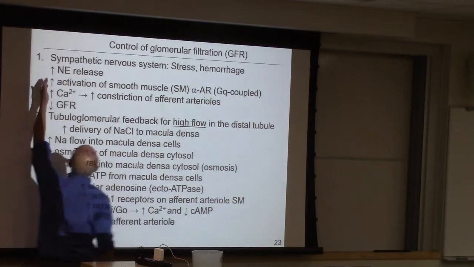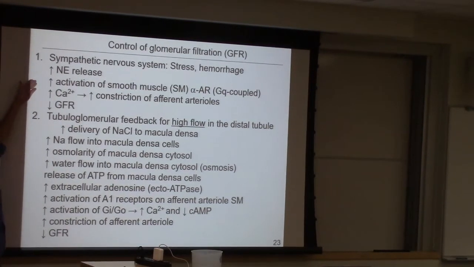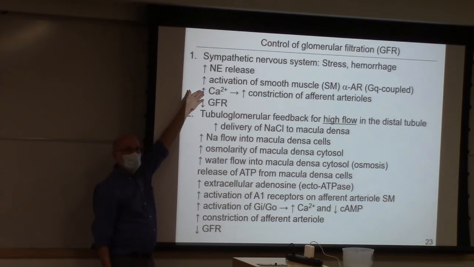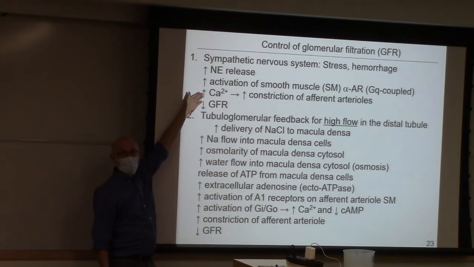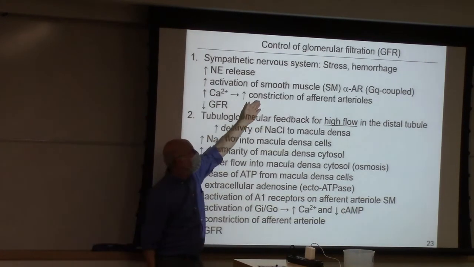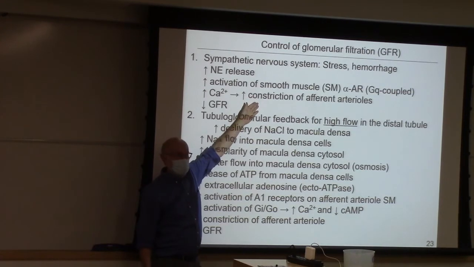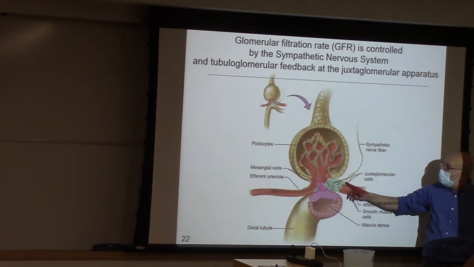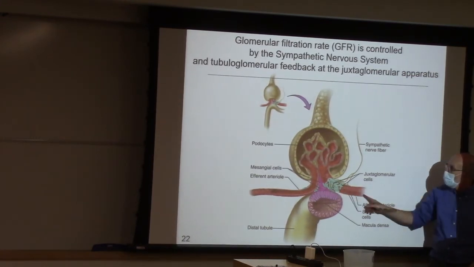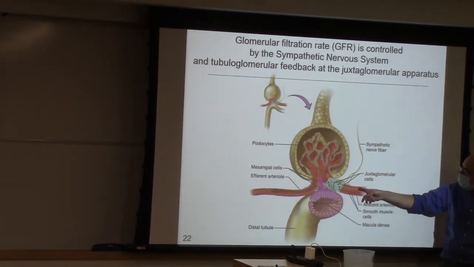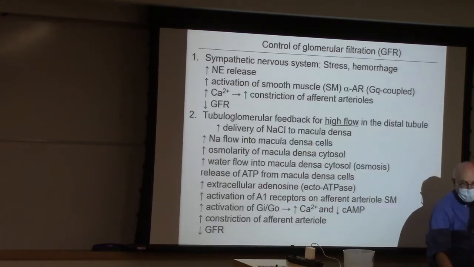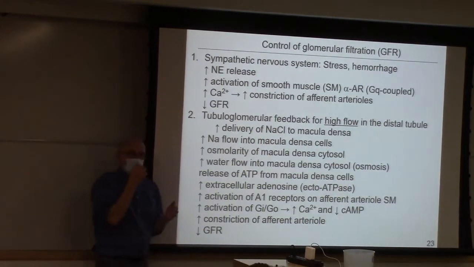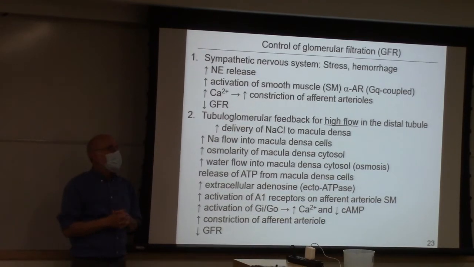The sympathetic nervous system, you already showed me that you understand how norepinephrine can affect, through a GPCR, a Gq-coupled GPCR, how it can lead to constriction of the afferent arteriole, right? So sympathetic nervous system, release of norepinephrine onto the smooth muscle cells of the afferent arteriole, constriction of the afferent arteriole, decrease in GFR.